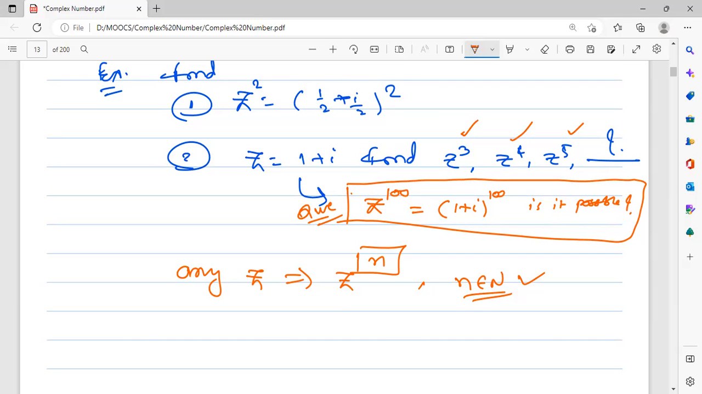Therefore, first of all, tell me about this: shall we apply any logic to find this? Then we will go ahead and build up a new theory to find z raised to any power. Okay, thank you for this multiplication of complex numbers.